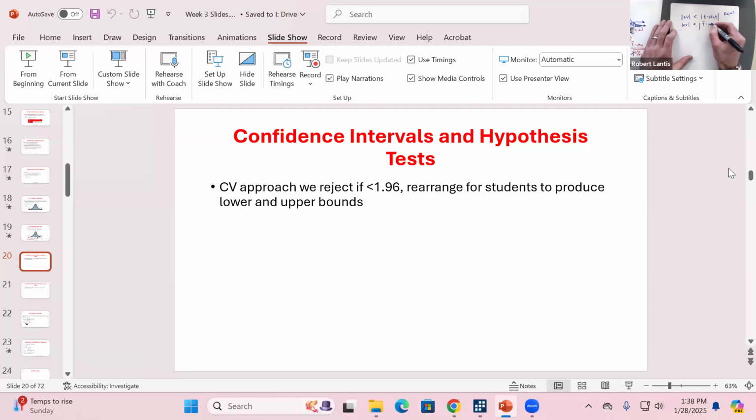This was our sample mean minus the assumed true mean divided by this. If I take absolute values, don't worry too much about the math here. I'm not going to make you reproduce this. I'm just trying to give you some support behind why. But essentially, this is the same thing as saying this.